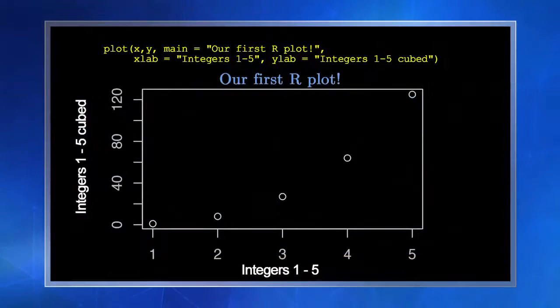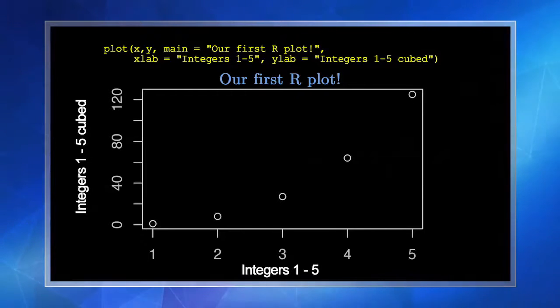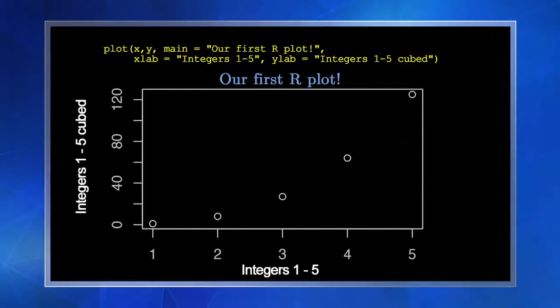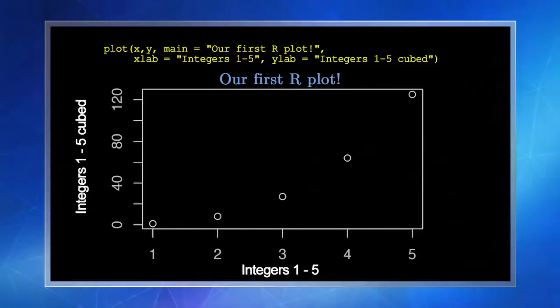If we run this line of code, notice we get the same plot, but now our x-axis and our y-axis have been labeled, integers from 1 to 5, integers from 1 to 5 cubed, and we've got a beautiful title to go along with our plot.